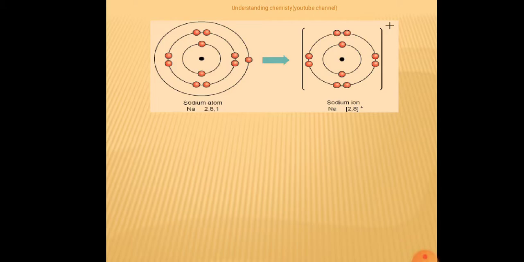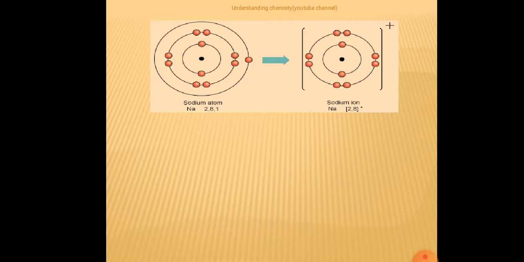Now you can see in the picture the sodium atom, we are seeing the atomic structure there. The configuration is 2, 8, 1. That is, sodium atom has the configuration 2, 8, 1 and the ion is 2, 8. That means sodium loses an electron to gain the stable electronic configuration 2, 8. So, sodium atom is converted into a sodium ion, that is nothing but a cation.